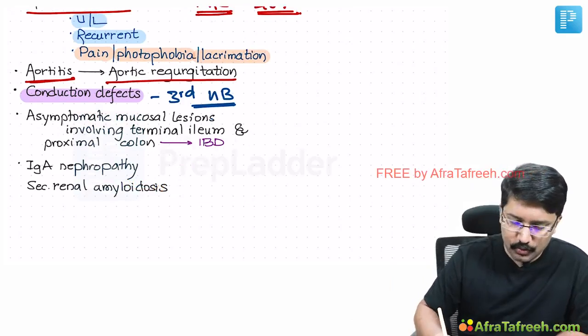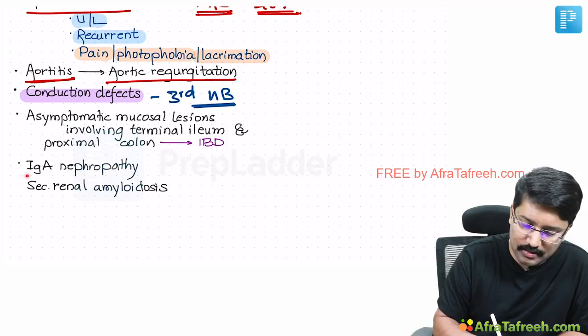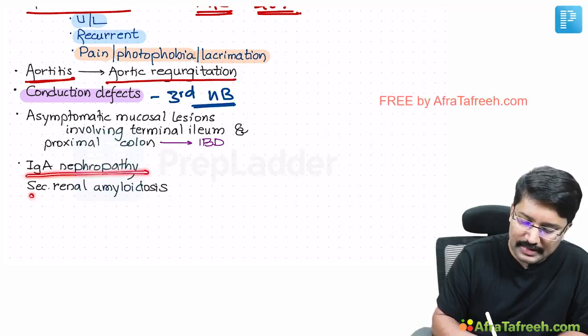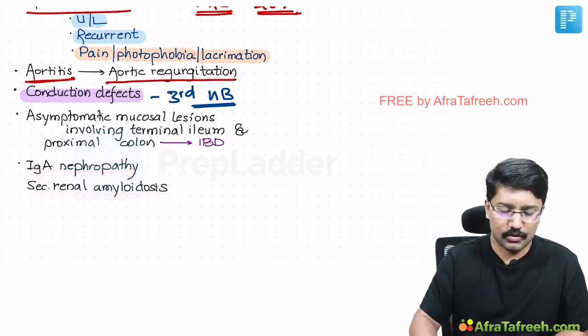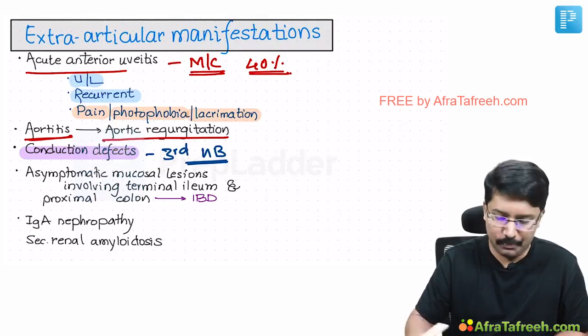Okay. The last two extra-articular manifestations that you should remember are about the kidneys. It can cause IgA nephropathy and secondary renal amyloidosis, right? So these are the extra-articular manifestations which are important from the perspective of exams.